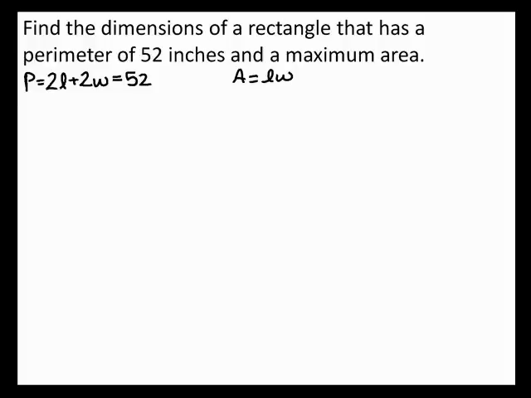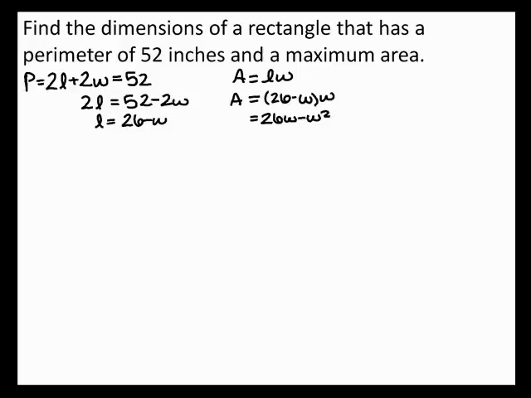Subtract 2W from both sides. Divide both sides by 2. You find that L is equal to 26 minus W. Substitute 26 minus W in for L. Simplify 26 minus W times W. You find that the area is equal to 26W minus W squared.